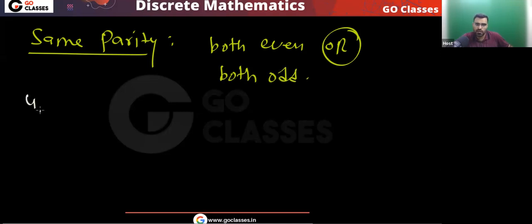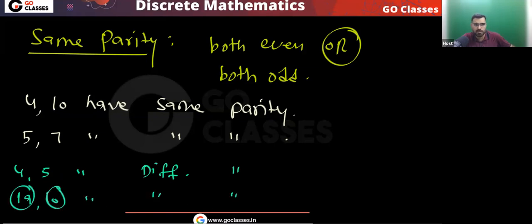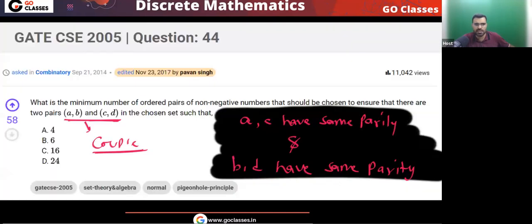For example, I can say 4, 10 have the same parity, right? Because they are both even, they have the same parity. You can notice 5, 7 have the same parity because they are both odd. You can notice 4, 5 have different parity because this is even, this is odd. Similarly, 19, 10 have different parity because this is odd, this is even. So you know what parity is. Now you tell me the answer for this question.